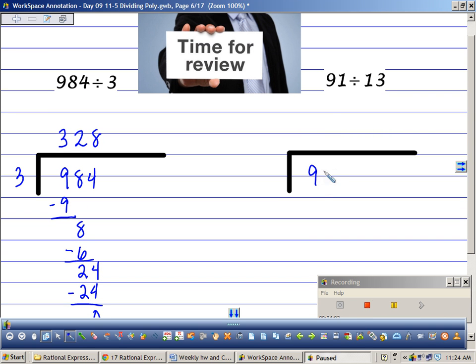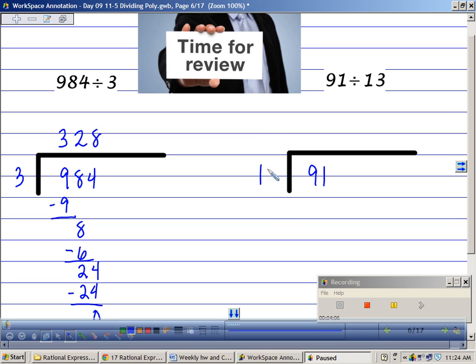What about this one? Oh, Lord. 13 doesn't go into 9, right? But 13 goes into 91. So nothing's going to go here. It's like a place of 0. How many times does 13 go into 91? Let's try 7.